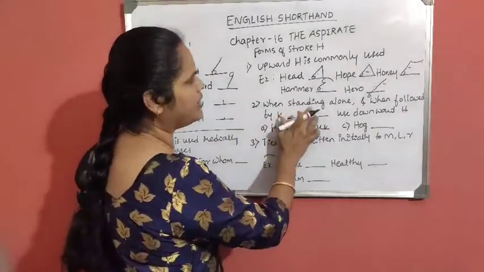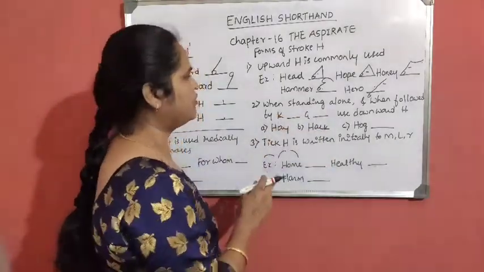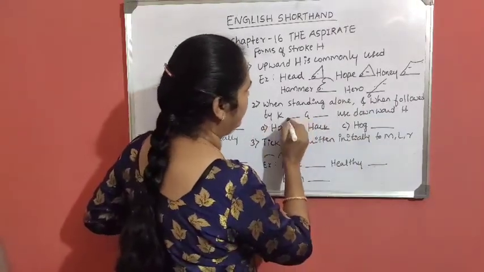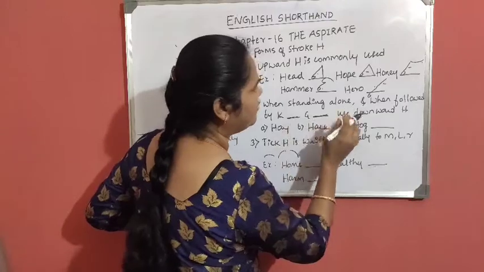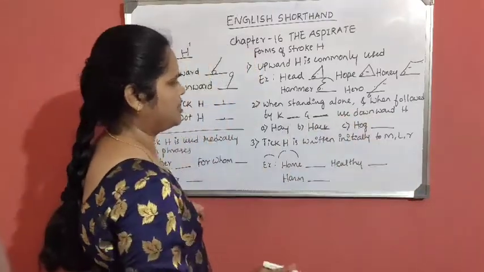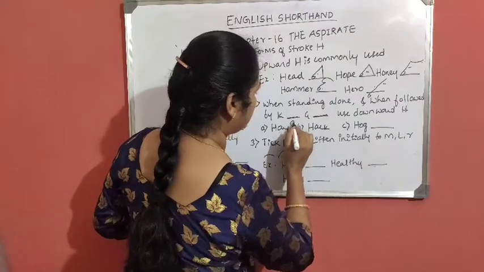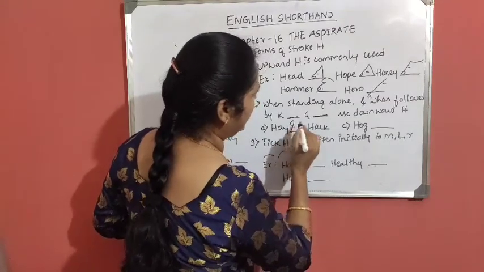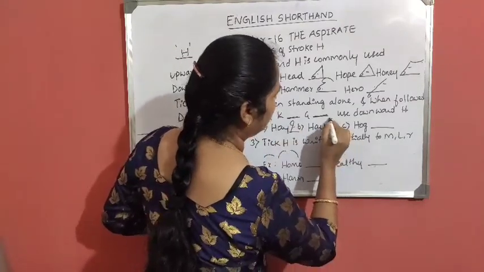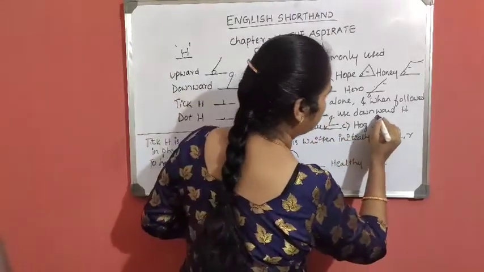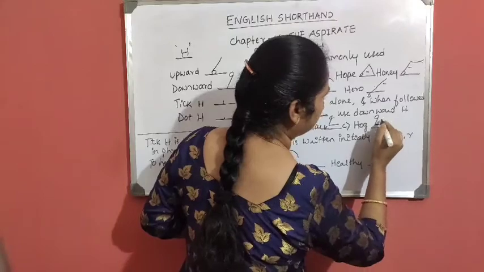And when standing alone, we have to use downward form of H. And when followed by K, gay, K and gay, we have to use downward H. For example, hay, H, like this, hay, hack, H, K, and hog, H, G.